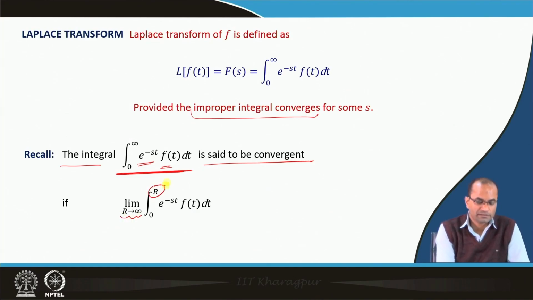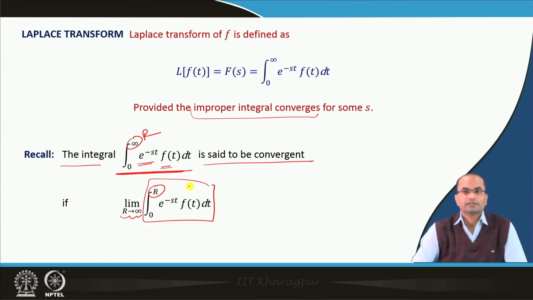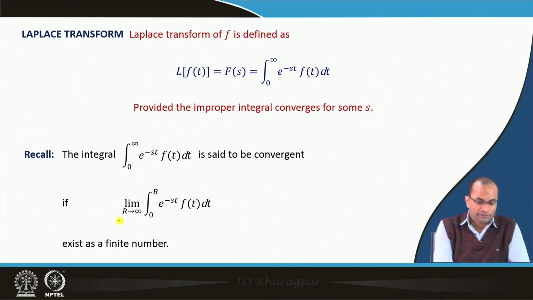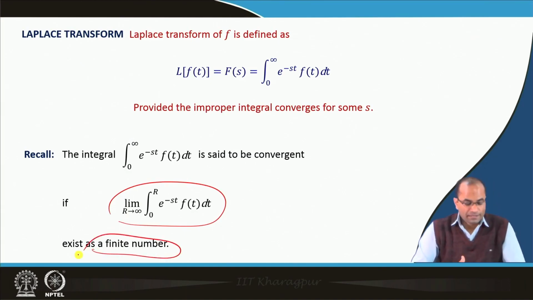exists. So, we replace this infinity by r and then compute this integral, and later on we can take the limit r to infinity. If this limit exists as a finite number, then we call the improper integral convergent.